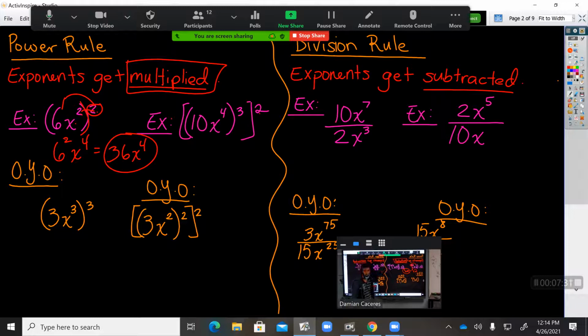This? This one? The one that I just did?